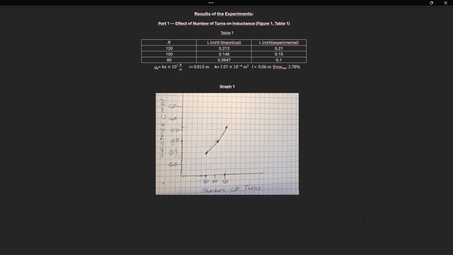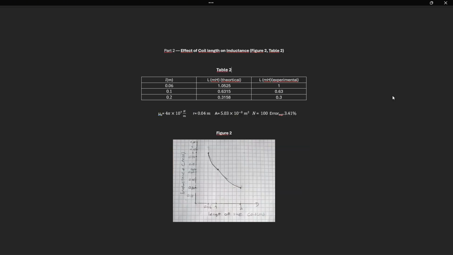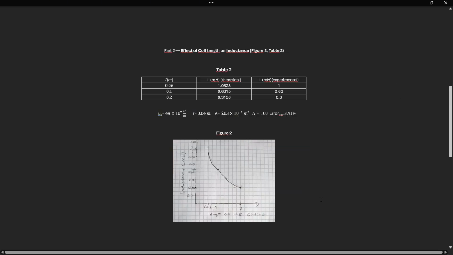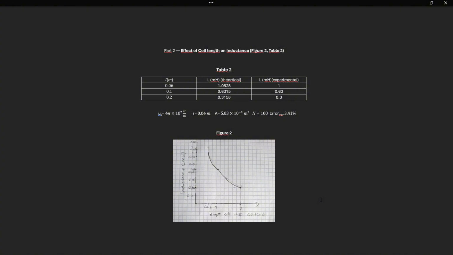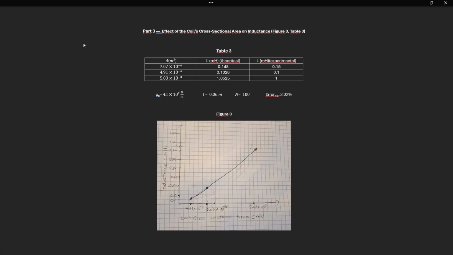This small difference may be caused by uneven or loose winding, magnetic flux leakage, or the measurement limits of the multimeter. Second part. The tables and graphs show that as the length of the coil increases, the inductance decreases. This behavior is expected because inductance is inversely proportional to coil length, and the graph clearly reflects this with a non-linear inverse trend. The error is 3.41%. Possible reasons for the error include small measurement errors in coil length, uneven spacing of the turns, or end effects that appear near the ends of the shorter coils.